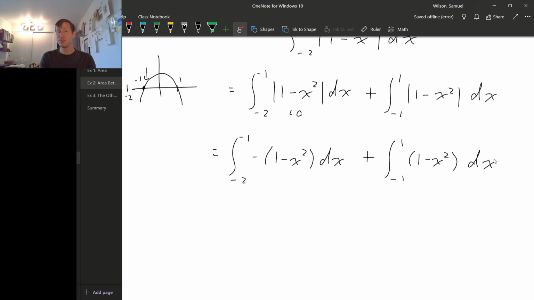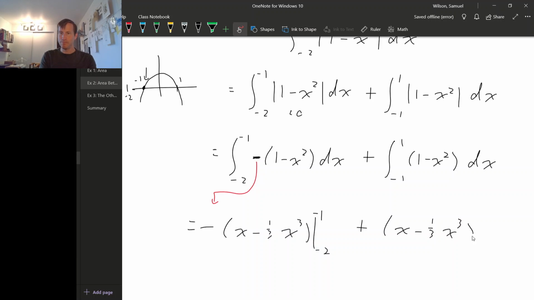And now that we've dealt with the absolute values, there aren't any absolute values in our integrands anymore, we can go ahead and evaluate these integrals in the usual way, just using the fundamental theorem of calculus. So let's see, first thing I want to do is move this minus sign outside the integral, just because that's how I like it. And then integral of 1 minus x squared is x minus 1/3 x cubed. And we're going from -2 to -1, plus, and then integral of 1 minus x squared, again, that's x minus 1/3 x cubed. But this time we're going from -1 to 1.